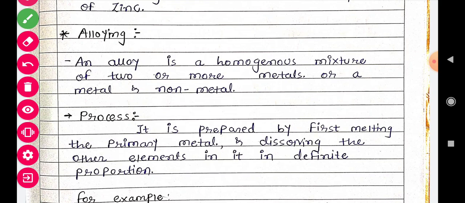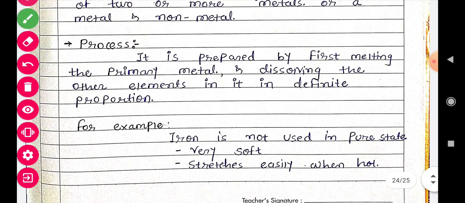so what exactly happens to the ferrous or the iron, it gets a special type of property because of the other mixture. So if you add a certain amount of carbon, which is a non-metal, inside the iron, then the hardness of the material will increase. Yani ki hardness jo material ki hai, wo increase ho jati hai, and simply it is affecting the overall performance of the metal. So alloy kya hai? Ek prakar se metal or non-metal ka mixture hai.